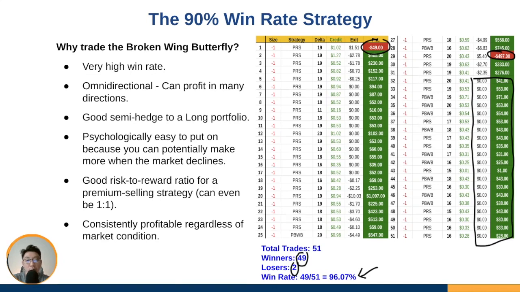All right, so the next thing I want you to see down here is the delta. You notice down here I have a varying delta. You have 19 delta, you have 16 delta, and this is how you actually construct it. How you actually get to a 90% win rate, it really comes down to the delta. So I'm going to show you in the trading platform how to construct your broken wing butterfly so that you can get around a 90% win rate.